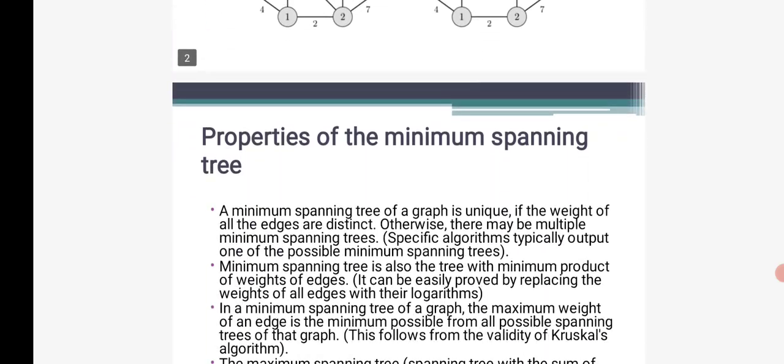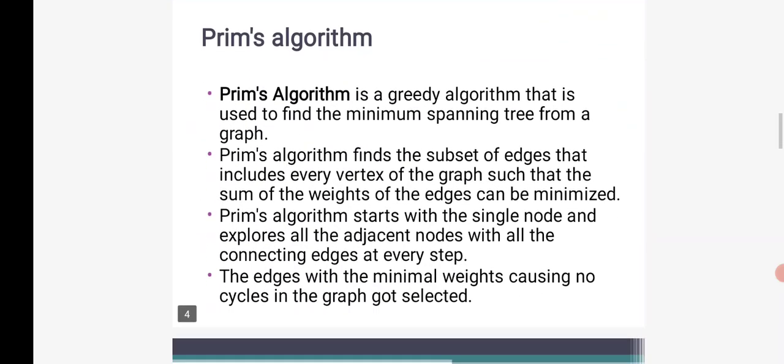Now we are going to see Prim's algorithm. Prim's algorithm is a greedy algorithm. It is used to find a minimum spanning tree from a graph. Prim's algorithm finds the subset of all the edges that include every vertex of the graph such that the sum of weights of the edges is minimized. There should be a minimum shortest path. It is one of the shortest path algorithms. So the edges should be minimized.